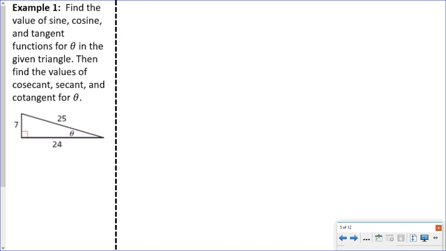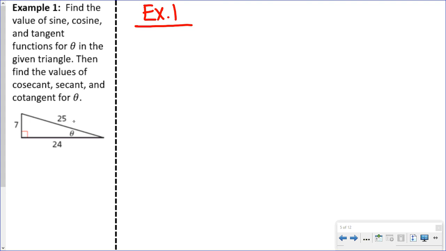All right, so let's do an example. And anytime you want to try these examples, go ahead and pause it, you try it, and then you can turn it back on and see if you have it. So find the value of sine, cosine, and tangent for theta in the given triangle. Then find the values of cosecant, secant, and cotangent.